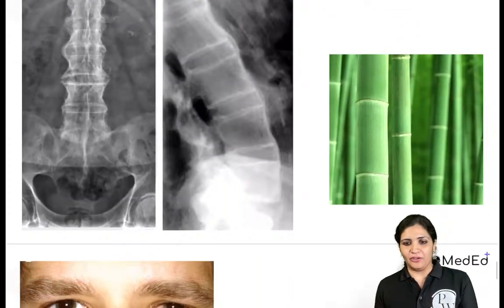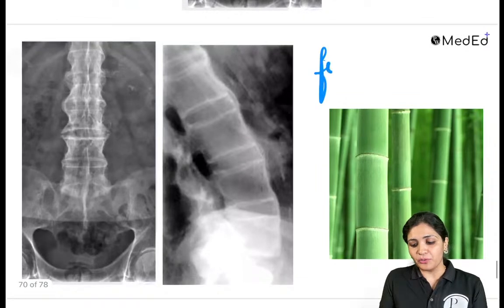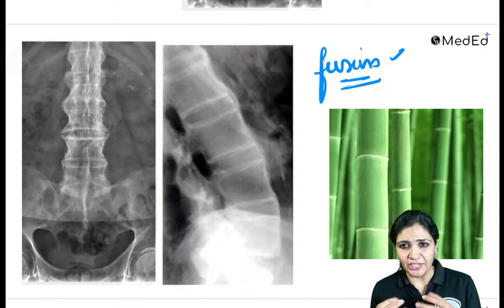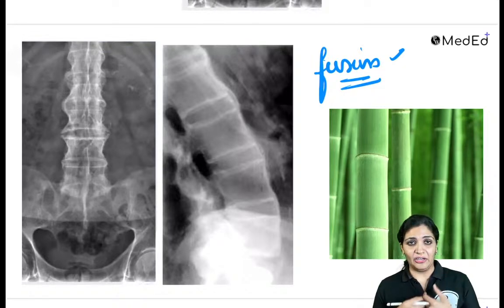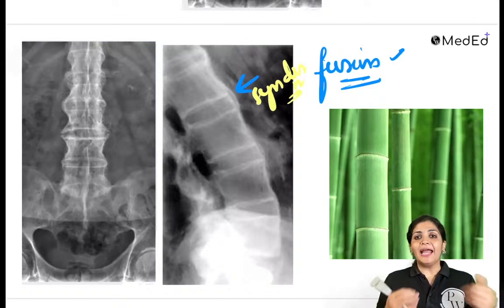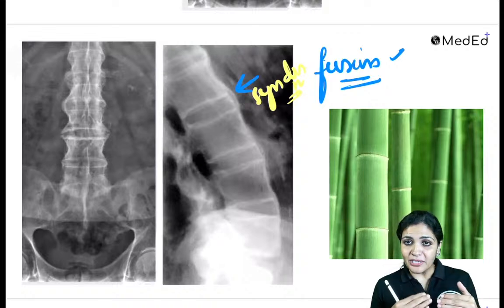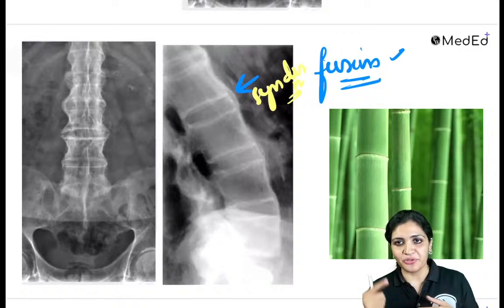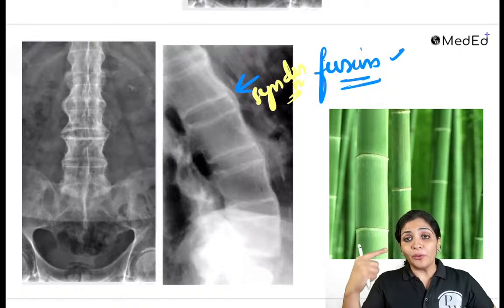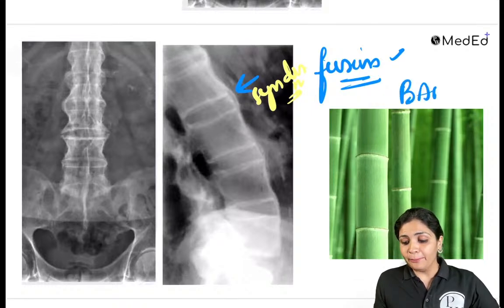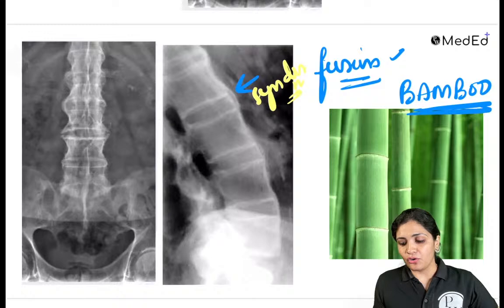Then what is actually ankylosing spondylitis? This is nothing but the fusion of the vertebrae. What happens is there is excessive calcification occurring in AS, that is ankylosing spondylitis, and these osteophytes which are present here are called syndesmophytes. Why is the name given to them, not osteophytes? Because they're fusing. Syn is nothing but fusion. So syndesmophytes is the fusing of one vertebra to the other, hence giving a picture of the bamboo spine.